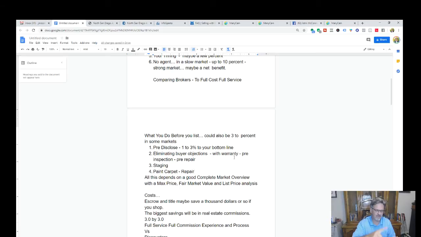Now, you can save a little on escrow. You can negotiate a little on title. You can negotiate a little on escrow. Some people do, and that's good. But rarely in California do I see it amounting to much more than $1,000. So understand you can negotiate those fees, but there's going to be a cap. But obviously, the obvious way to negotiate is to save real estate fees.